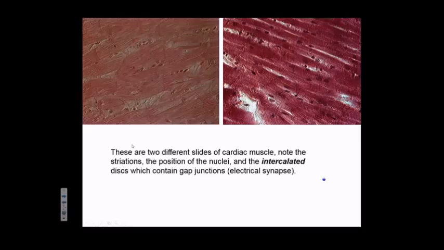This is cardiac muscle. Okay? In cardiac muscle, you have the striations, but you also have these thick lines, which are what we call the intercalated discs. The intercalated discs are tight junctions and gap junctions holding the cells together. They're stuck together with these tight junctions. And in those tight junctions, in the intercalated discs, are the electrical synapses, the gap junctions, so that sodium can travel from one cell to the other. And as a result, you're going to get a wave of depolarization from cell to cell in the myocardium. Okay?